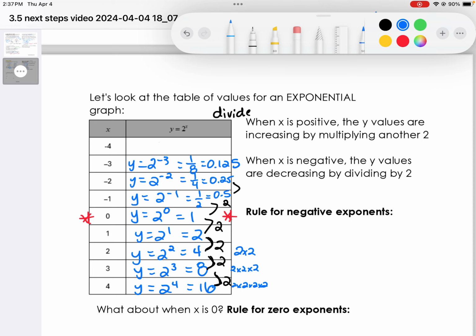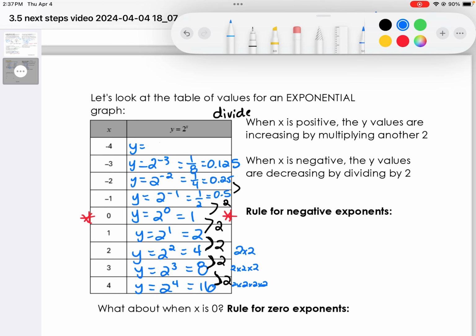Okay. So then, again, without even doing the math, I'm going to guess that this is 1/16. I'm going to put it in my calculator. My Casio calculator tells me 1/16. Your calculator maybe is going to say 0.0625. So in words, when x is positive, the y values are increasing by multiplying by another 2. When x is negative, the y values are going to decrease by dividing by 2.